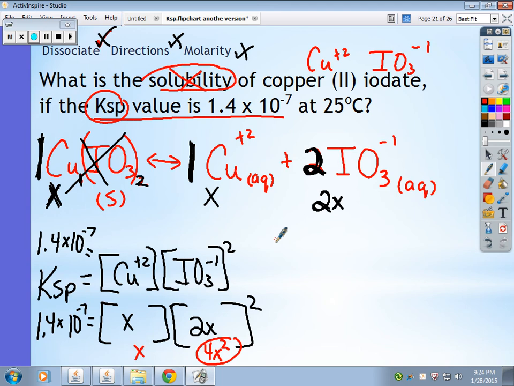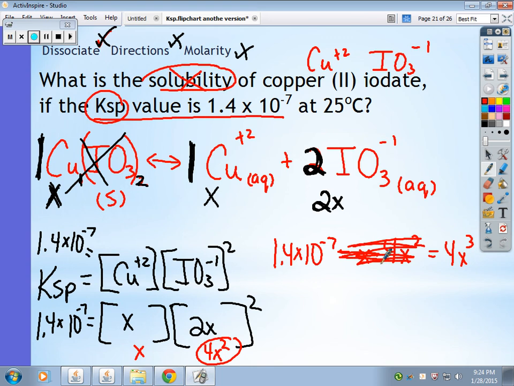So I have now 1.4 times 10 to the minus 7th. And again, please don't recopy this 1.4 times 10 to the minus 7th over and over again. I'm just doing it so it's clear for you. Equals x times 4x squared, which means that's equal to 4x cubed, isn't it? So how do you solve, right? That's what that turns into. How are you going to solve this?